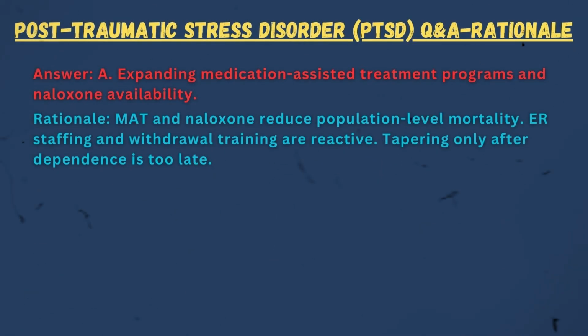Answer: A. Expanding medication-assisted treatment programs and naloxone availability. Rationale: MAT and naloxone reduce population-level mortality. ER staffing and withdrawal training are reactive. Tapering only after dependence is too late.